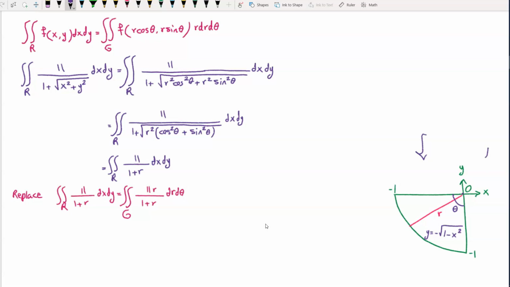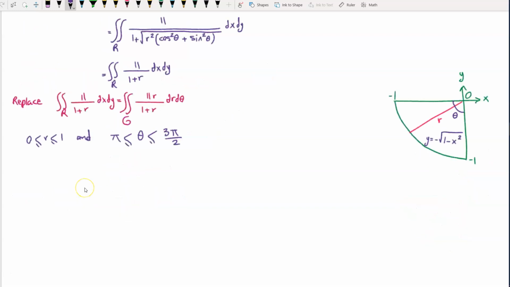Because here we have first quadrant, second quadrant, and here is the third one. And this is where we started, theta equal to pi, and here is where it's ending, and that is theta equal to 3 pi over 2. So theta is between pi and 3 pi over 2. So the limits of integration are r between 0 and 1 inclusive, and theta between pi and 3 pi over 2 inclusive.